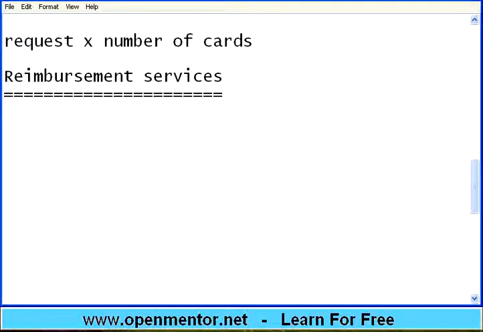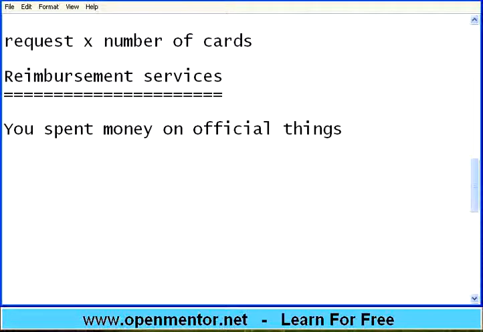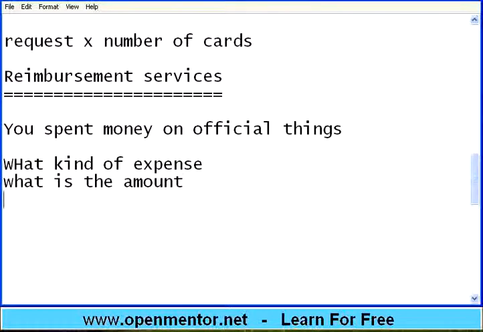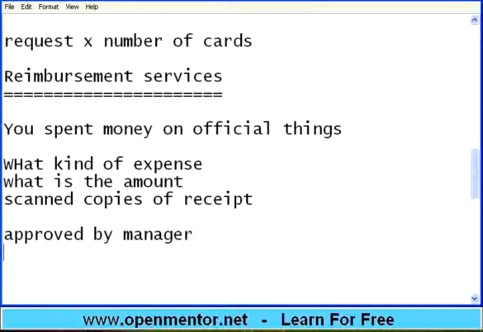Coming to reimbursement services, you spent money on official things and you want it to get reimbursed by the employer. Then you need to go to the reimbursement screen, and provide what kind of expense it is. Is it a shifting of house, or you bought something, or you spent on the local conveyance, you want to get it reimbursed? What kind of expense is it? Some companies do even reimburse on books. If you buy some good books related to your work, they reimburse up to a certain level. So what kind of expense is it? What is the amount? Then attach scanned copies of receipt, right? Once you do all these things, it will be approved by the manager. Once it is approved, then it will go to the accounts department. The accounts department will reimburse along with your payroll.